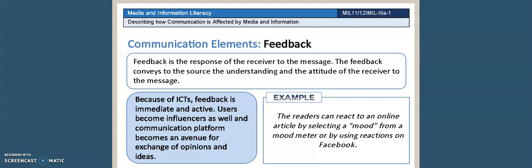Feedback is the response of the receiver to the message. The feedback conveys to the source the understanding and the attitude of the receiver to the message. Because of ICTs, feedback is immediate and active. Users become influencers as well, and communication platform becomes an avenue for exchange of opinions and ideas. For example, the readers can react to an online article by selecting a mood from a mood meter or by using reactions on Facebook.